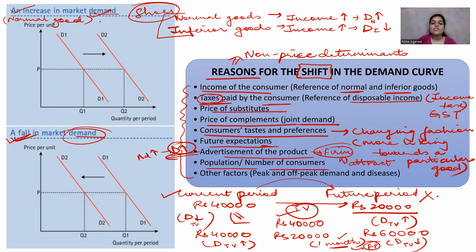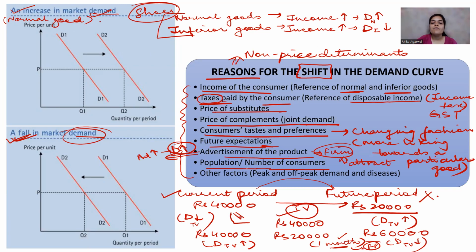Next here is population, number of consumers. If the population in a region, area, or maybe the country increases, or the number of consumers increases for a particular good, obviously the demand will shift rightwards and there will be an increase in the demand.